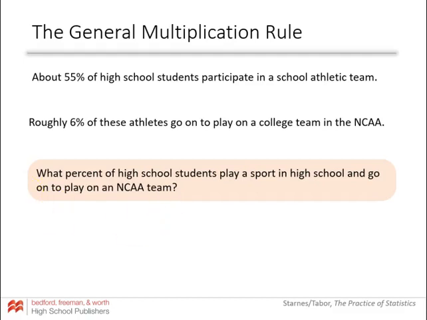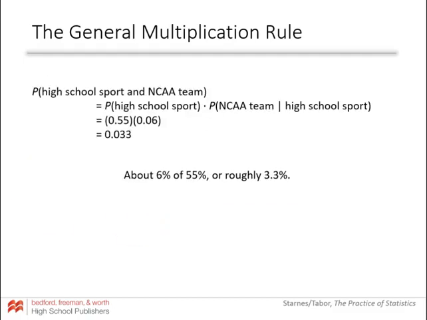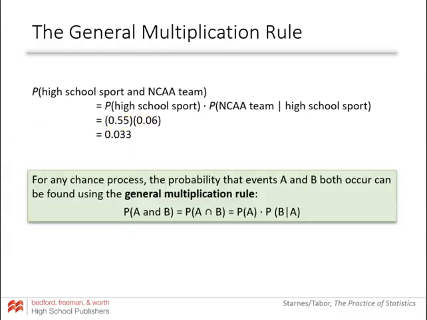You might remember the rule that "and" equals multiplication. So if I multiply those two things by each other, the probability of both of them happening, it would be 0.033. Okay, and so this is our general rule. The probability of A and B is equal to the probability of A times the probability of B given A. This is the general multiplication rule because it always works.